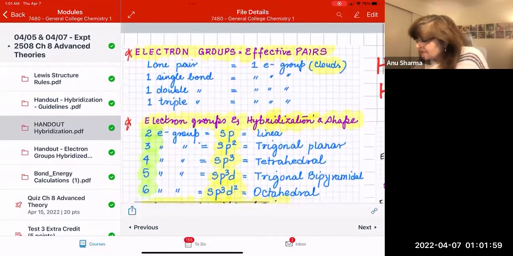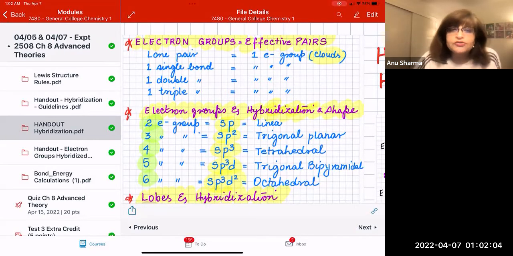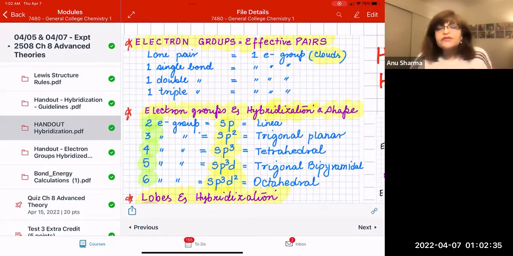So here is this handout, which is posted in the modules. First, the electron groups. Electron groups are also called the effective pairs in some of the books. So basically, a lone pair, a single bond, a double bond, and a triple bond, all of them constitute one electron group. So if there are two double bonds, there's going to be two electron groups. If there's one triple bond and one single bond, then it will be two electron groups. So you see, the triple bond is considered to be one electron group. Okay, so that's one piece.